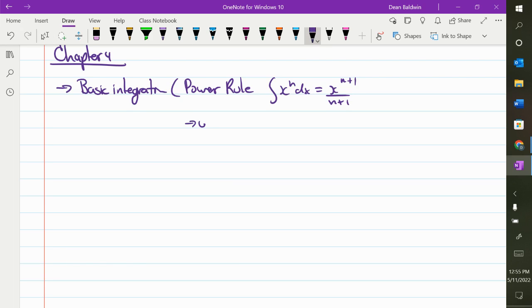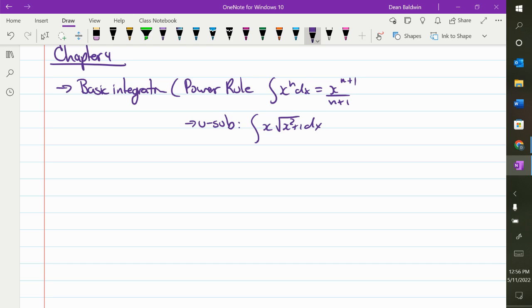U substitution, but the basic kind of U substitution. So x root x squared plus 1. That type of u substitution. I'm going to go over these things.